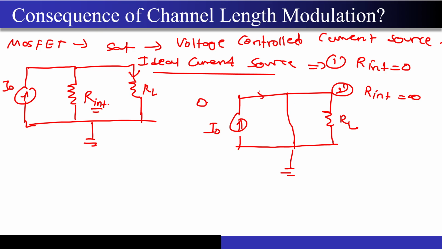From where will this current go? I have I naught over here. Now this current will see two paths. One is the short circuit and one is the RL. Where will this current go now? Through the short circuit or through the RL? Current flows through the least resistance path or through the very big resistance path? Least resistance path, right?